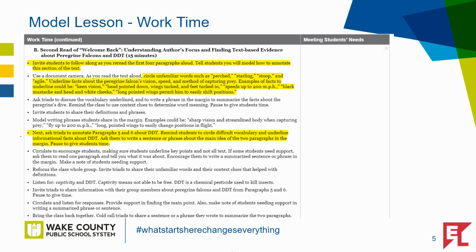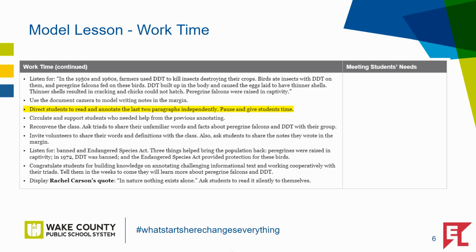The teacher then rereads the first 4 paragraphs of the text and models how to annotate the text. Students then work with their triads to annotate the next couple of paragraphs. Finally, students annotate the remaining 2 paragraphs independently. This guided release support allows students to process the steps needed to complete this task successfully on their own.